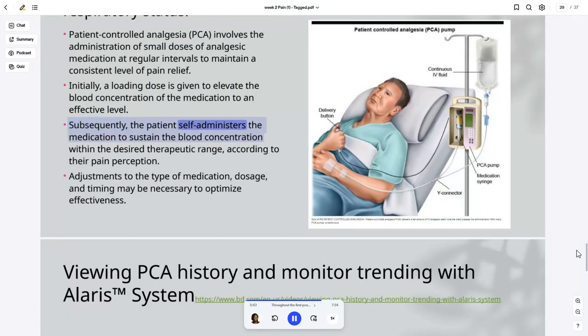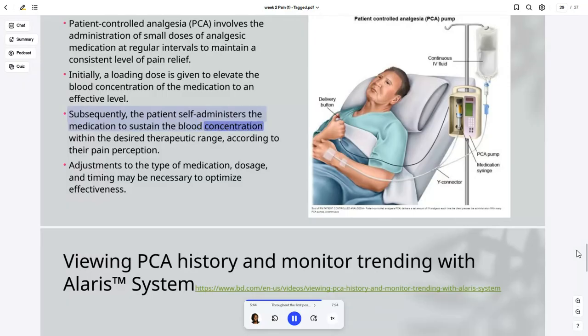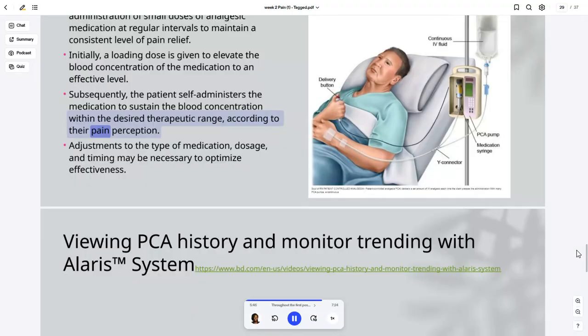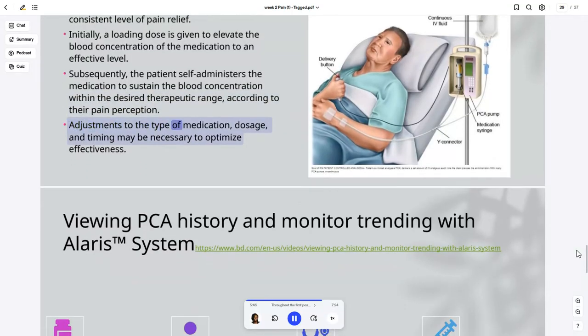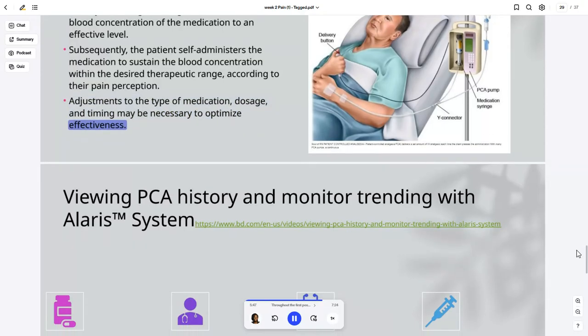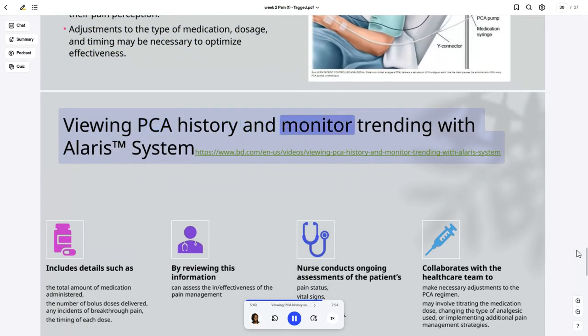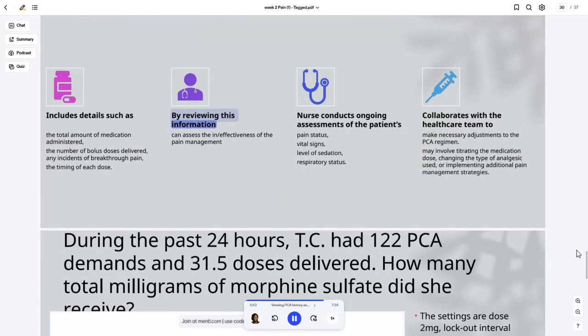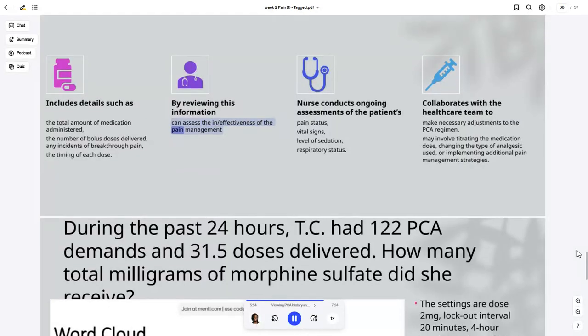Subsequently, the patient self-administers the medication to sustain the blood concentration within the desired therapeutic range according to their pain perception. Adjustments to the type of medication, dosage, and timing may be necessary to optimize effectiveness. Viewing PCA history and monitor trending with the Alaris System includes details such as the total amount of medication administered, the number of bolus doses delivered, any incidence of breakthrough pain, and the timing of each dose. By reviewing this information, the nurse can assess the effectiveness of the pain management.